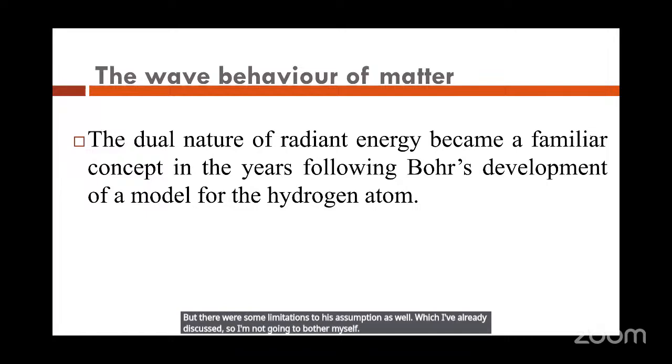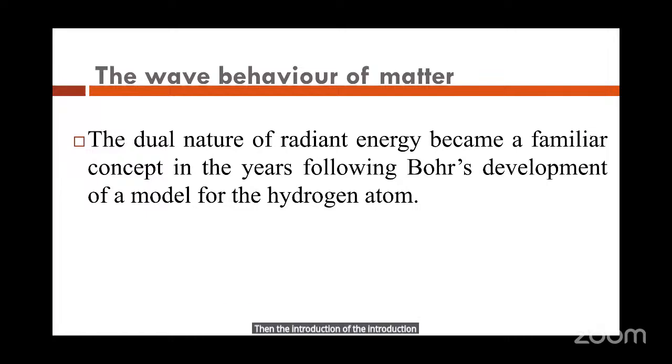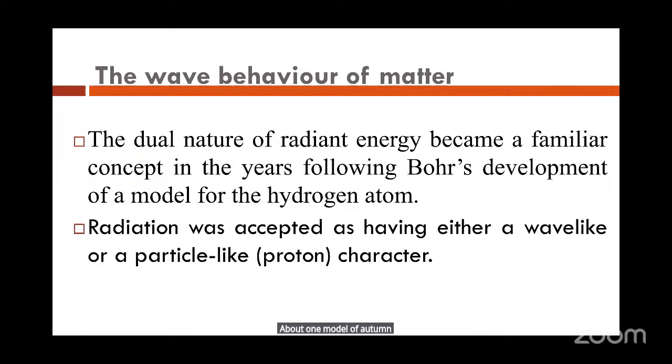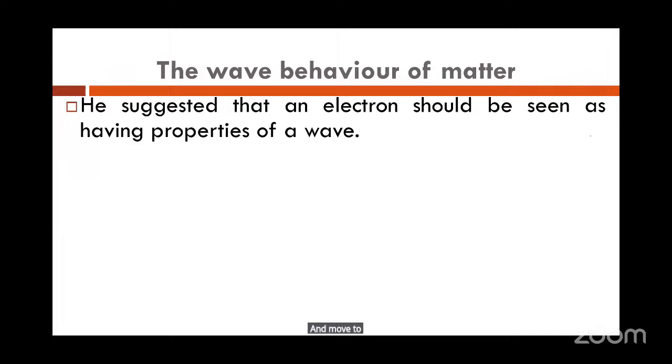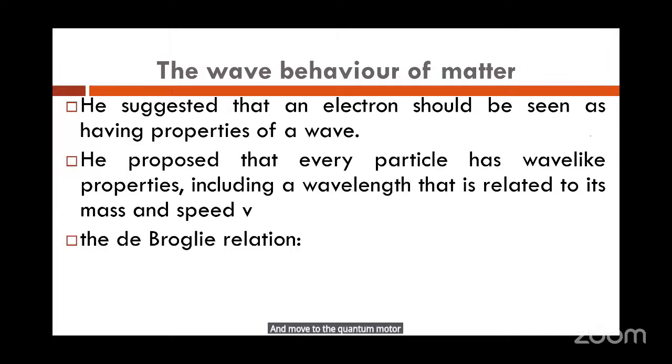Then the introduction of the wave behavior of matter. Bohr looked at electrons as particles, but the introduction of wave behavior of matter, or wave behavior of electron, now created doubt about the Bohr model of the atom. And so they abandoned that and moved to the quantum model that we have. So you're going to see all that in the notes.